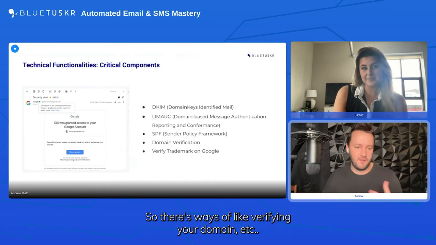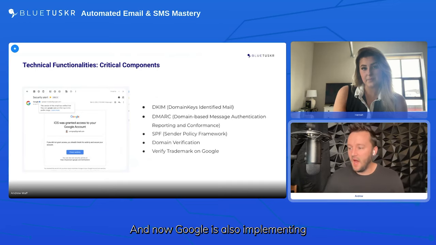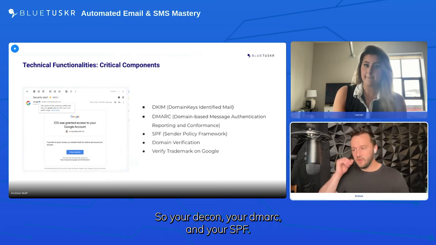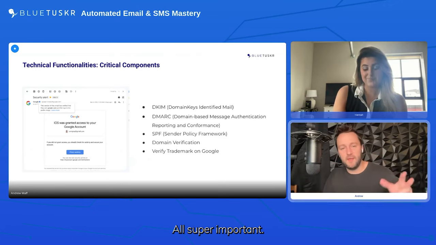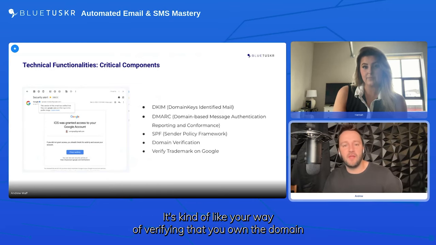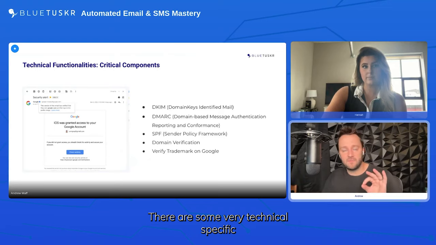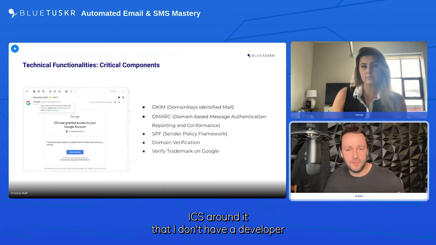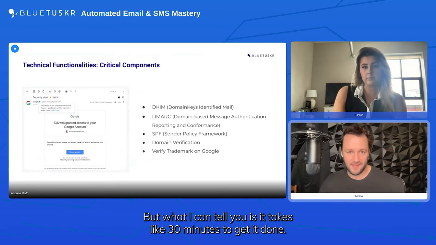There are ways of verifying your domain, etc. So you have your DKIM, you have your DMARC, you have your SPF, you have domain verification. And now Google's also implementing this whole verified trademark thing on Google. So your DKIM, your DMARC, and your SPF. Here's what I can tell you. All super important. You basically have to take some information and input it into your CNAME for wherever you have your domain owned. It's kind of like your way of verifying that you own the domain and that the emails you are sending out are from there. There are some very technical specifics around it that I don't have a developer joining us today to explain to you. But what I can tell you is it takes like 30 minutes to get it done.